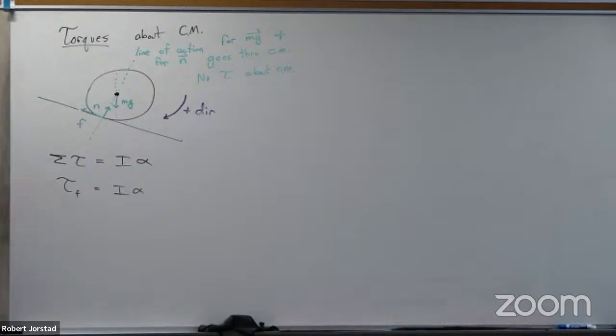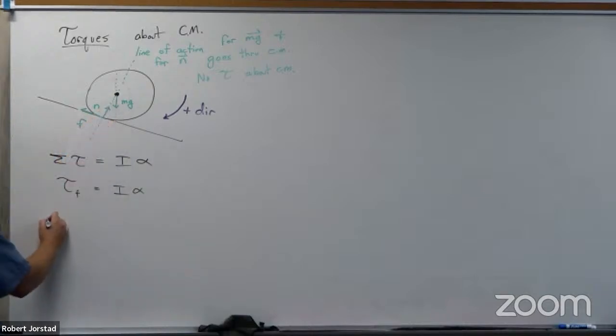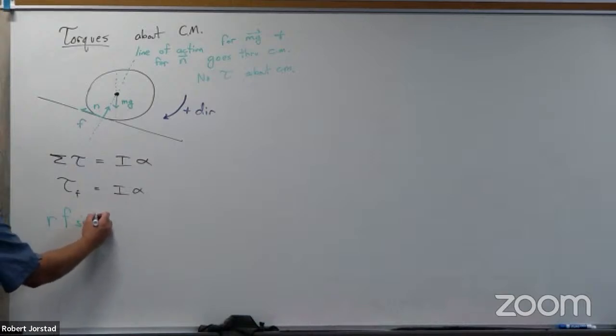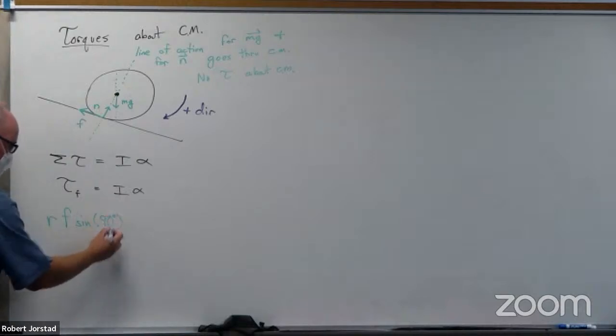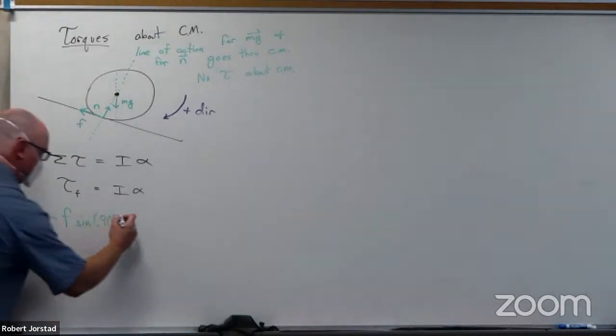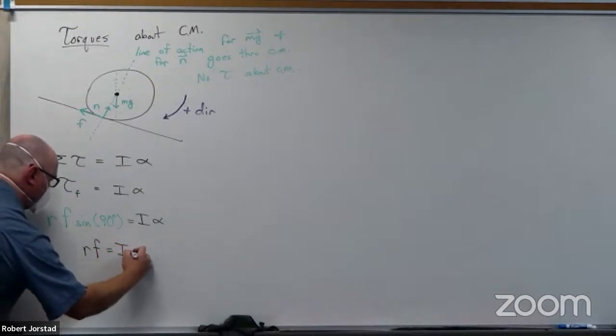What's the equation for torque? Do you remember? Any equation? RF sine of some angle. So in this case, what's the distance? What's a good name for the distance from the center to the edge? Radius. In this case, the force is friction. And then I need the sine of some angle. What's the angle between this vector and that vector? 90. What's sine of 90? 1. So we see RF equals I alpha.